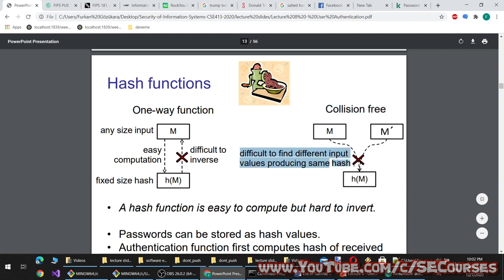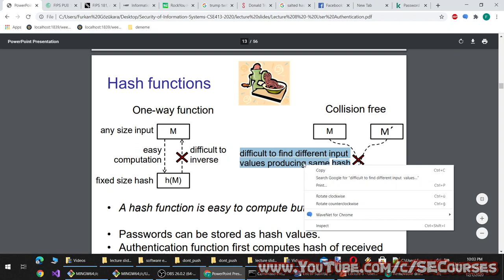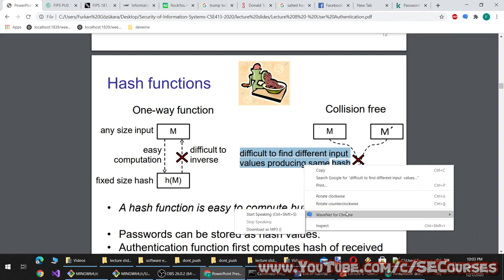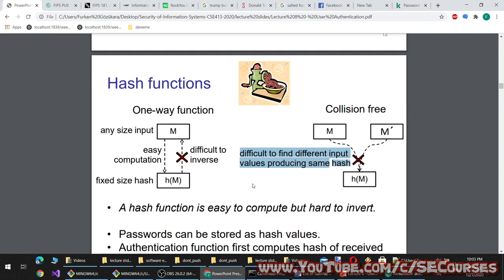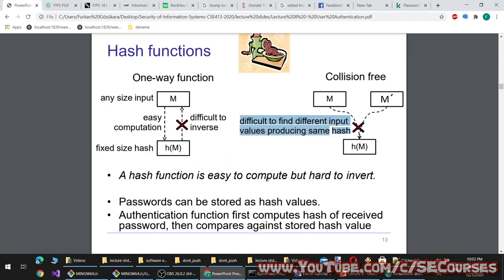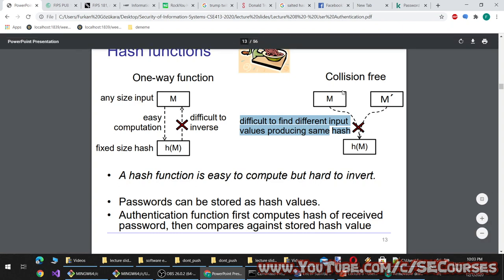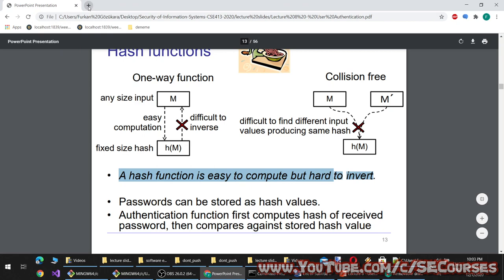Collision free. By the way, these are collision-free hashes. It is difficult to find different input values producing the same hash. So your hash function should be collision free. It should be extremely hard to find a different value that will produce the same hash. A hash function is easy to compute but hard to invert.